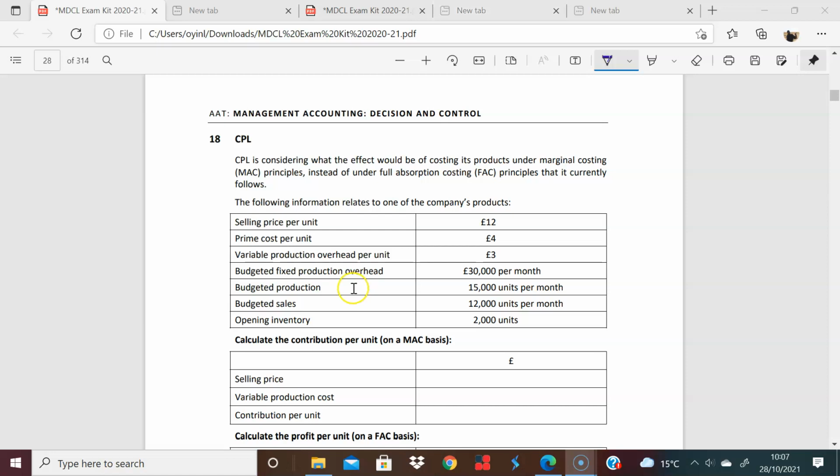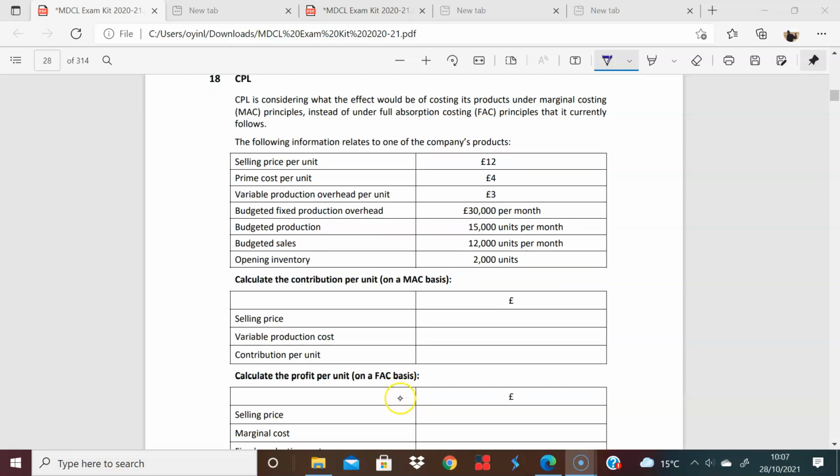Okay, question 18. So very similar to 17. It's just practicing doing things looking at marginal and then looking at total absorption, full absorption, if you like. So let's jump in. So what do we see? The first question says we have some selling prices, prime costs, and then variable costs. So these are all variable, all of these.